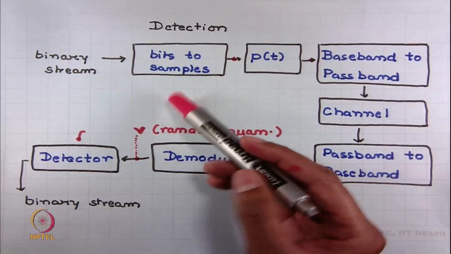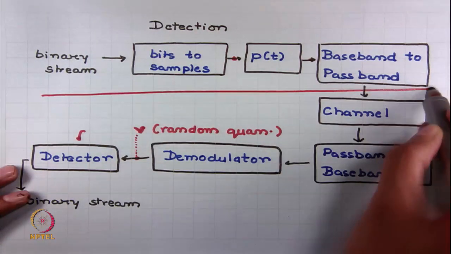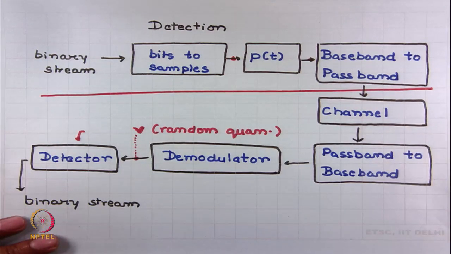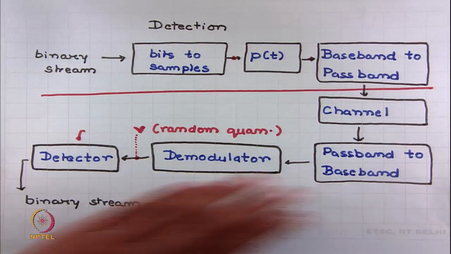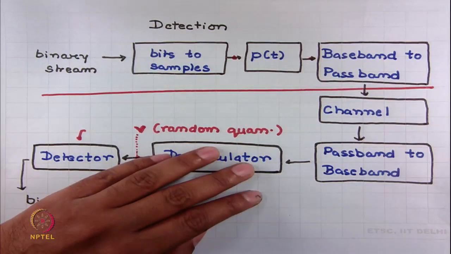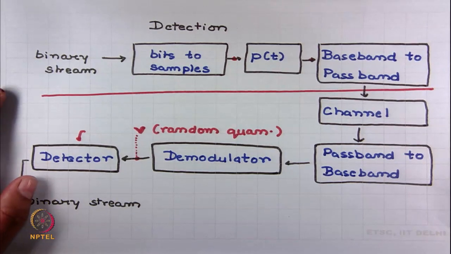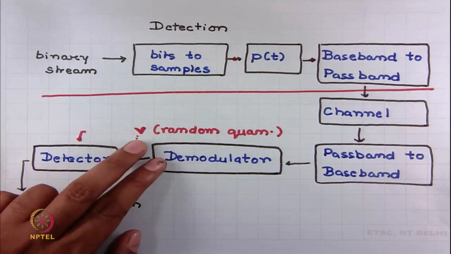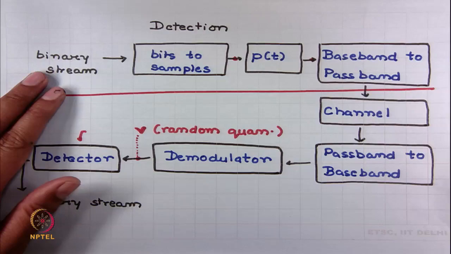Till now we have seen the modulator, which is this part. We have understood what a channel is, what white Gaussian noise is, and we have clearly understood this passband to baseband conversion. We have looked into some examples of demodulators like matched filters and correlators, and today we will be seeing about this detector. So, what is the job of a detector? The detector sees this random variable, and based on this random variable it guesses about this binary stream.